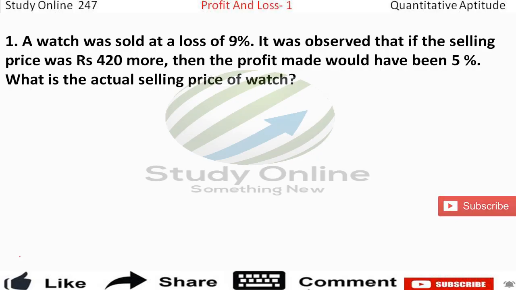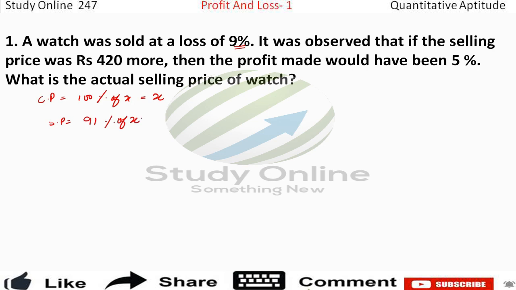So the first question is, a watch was sold at 9% loss. It was observed that if the selling price was 420 more, then the profit would have been 5%. Okay, so first see the first statement. A watch was sold at 9% loss. So for this, let the cost price be 100% of X, that is, cost price be X. So if the loss is 9%, the loss is 9% of X, so our selling price would be 91% of X. That is 100 minus 9 is 91. So 91% of X would be our selling price here.